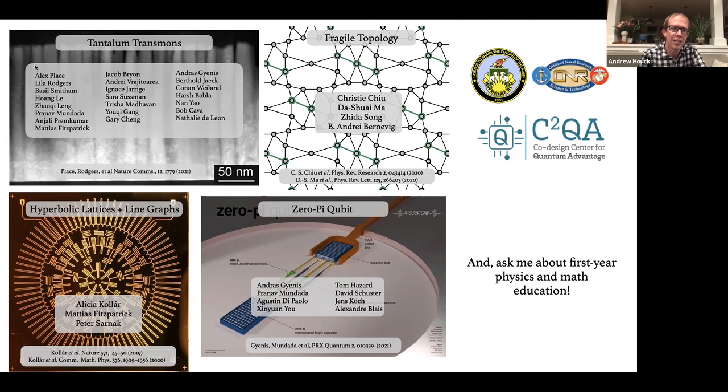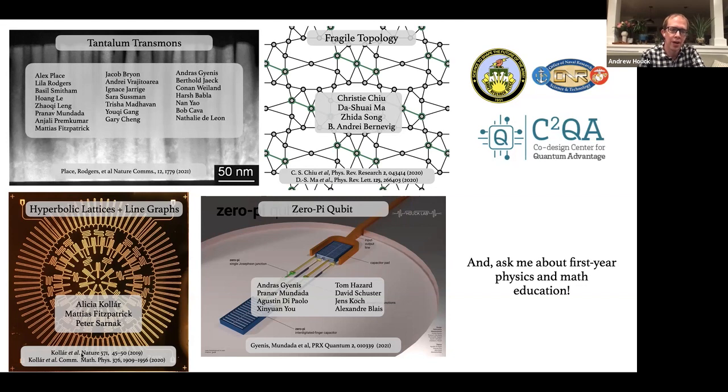This was really a massive team effort. Alex and Leela were the students who led this project. The 0-pi qubit is the first qubit that is protected against both T1 and T2, at least to first order. This was really led by Andras and Pranav. And Andras is going to continue doing protected qubit work with his new group at Colorado, where he'll be starting in the fall, for people who are looking for students and postdocs, or places to do graduate school and postdocs.